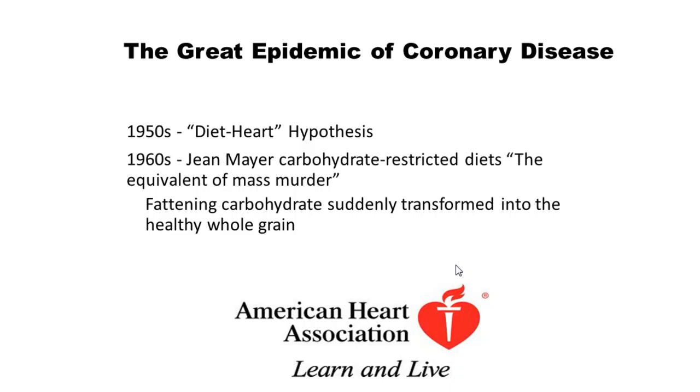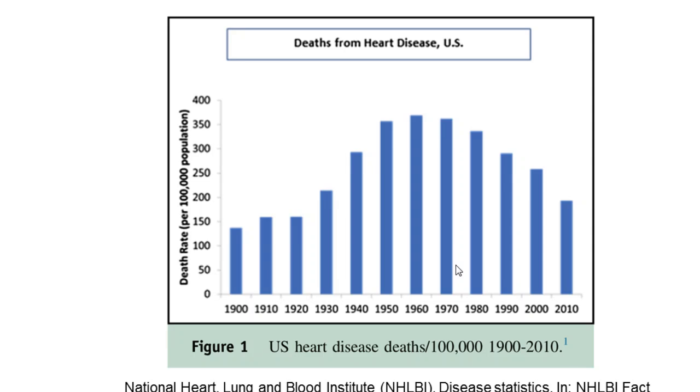So where it all begins to change is this great epidemic of coronary disease. What happened is that Americans in the 1950s and 60s started coming down with a lot of heart attacks. So there was this whole diet-heart hypothesis, which said that eating too much fat causes heart disease. So the focus was not on obesity because obesity is not a problem, but the focus is on heart disease. And there's this whole hypothesis that if you eat fat, it clogs your arteries. So this was developed in the 1950s and 1960s. And so prominent nutritionists like Jean Mayer said that carbohydrate-restricted diets, which were common then, were the equivalent of mass murder. So fattening carbohydrates suddenly became healthy whole grains. And if you look at it, you can see this epidemic of heart disease. So you see in the 1900s to the 1950s, it's not a genetic thing, right? Clearly something is happening here where U.S.